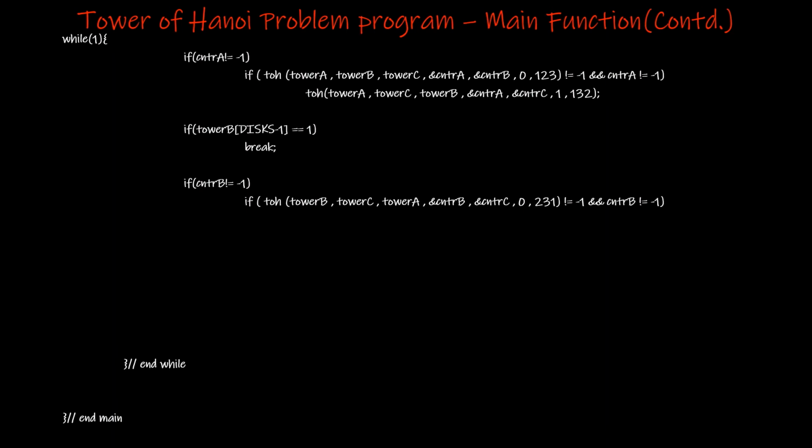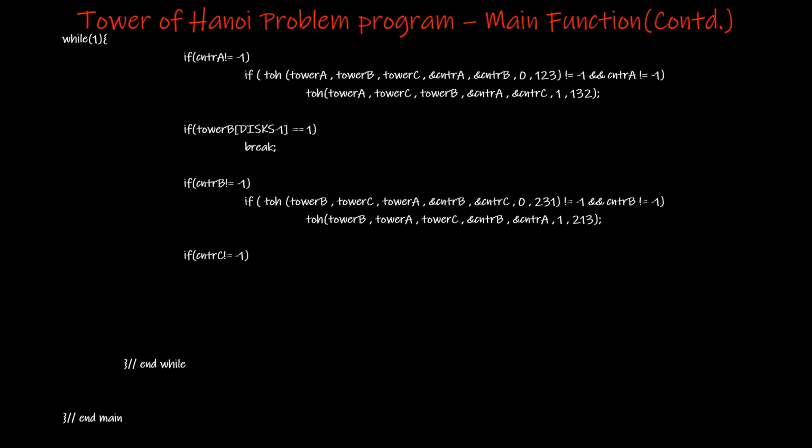If it returns a non -1 value, and if the counter B is also not equal to -1, then we can call the tower of Hanoi function again, with tower B as the source tower, but this time the destination is going to be tower A. This is as per step 4 of our approach.